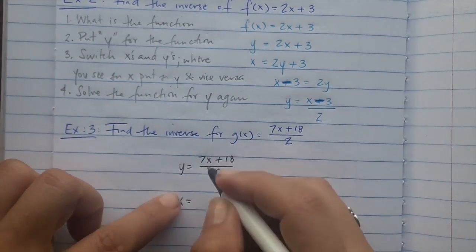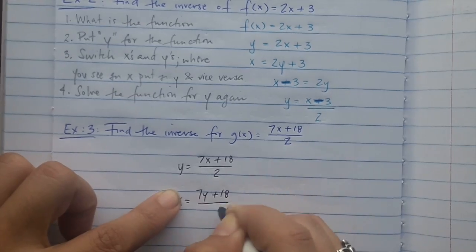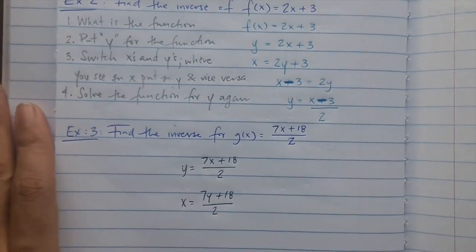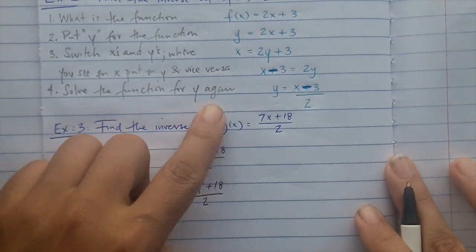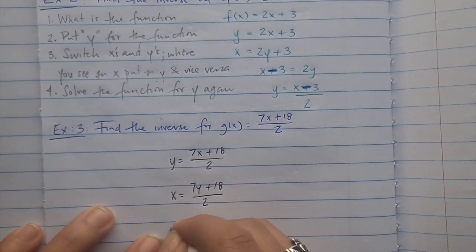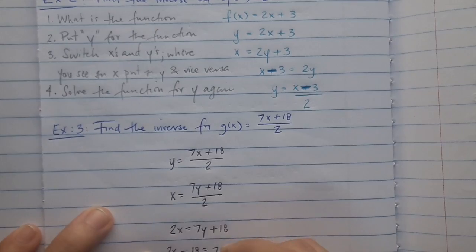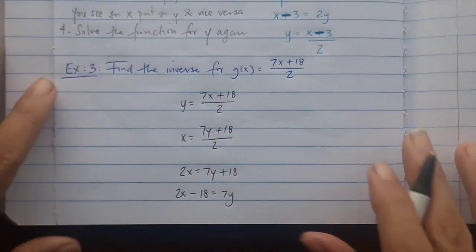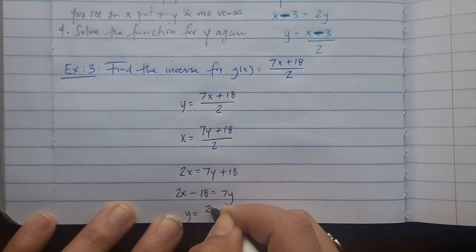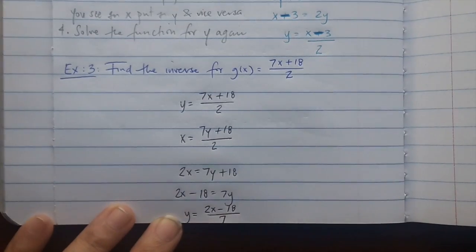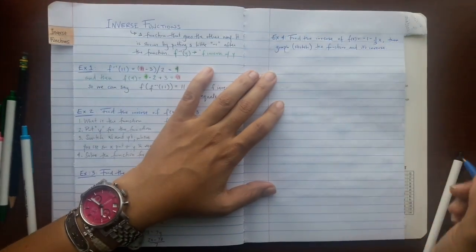So it's going to be x equals (7y plus 18) over 2. Then solve the equation for y again. Solve the function for y again. So we're going to multiply by 2, so it's going to be 2x equals 7y plus 18. Subtract 18: 2x minus 18 equals 7y. And then divide by 7. So you're going to get y equals (2x minus 18) divided by 7. And that's it. That's how you find the inverse.